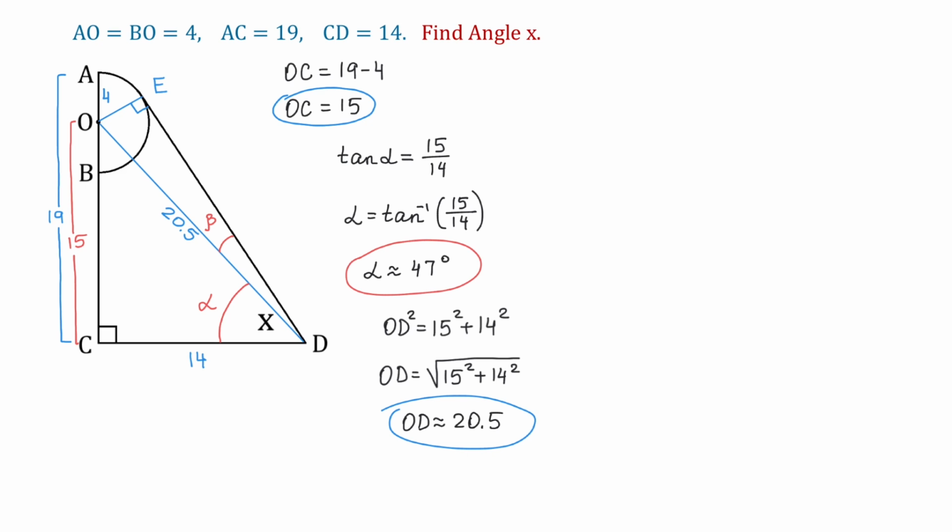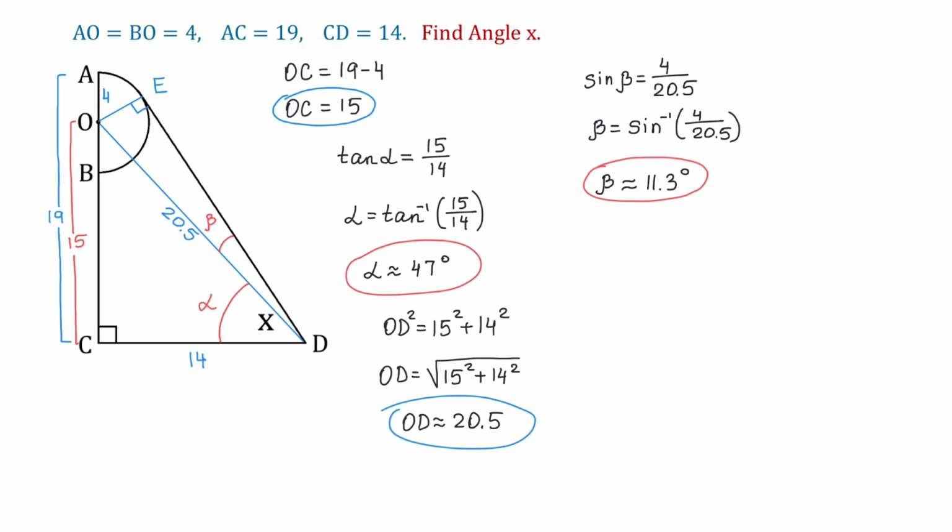Then to find angle beta, we will use the sine function. We will write that sine of angle beta equals the opposite side 4 divided by the hypotenuse 20.5. So again, sine of angle beta equals 4 over 20.5. Then beta equals inverse sine of 4 over 20.5. Then beta is approximately 11.3 degrees.